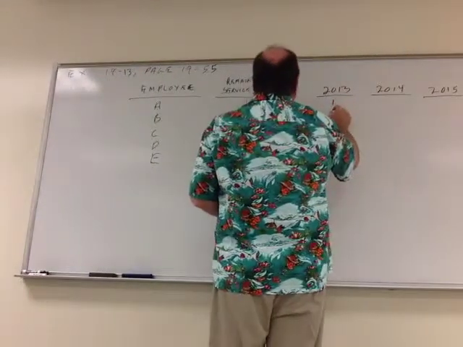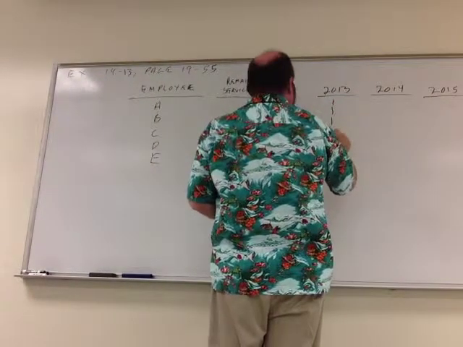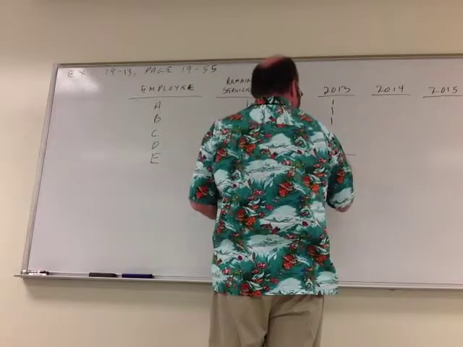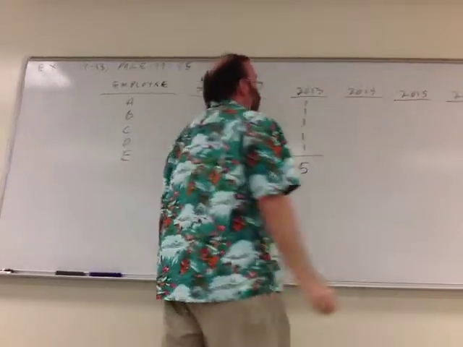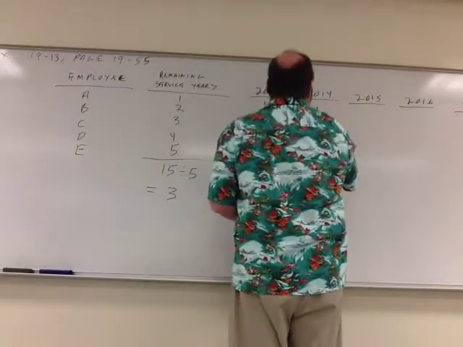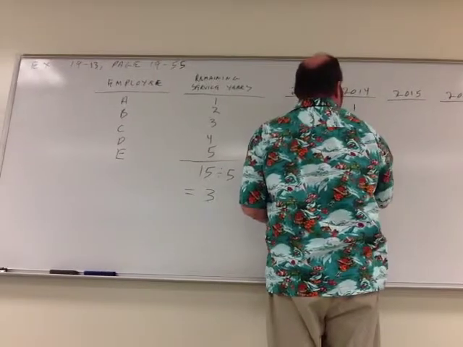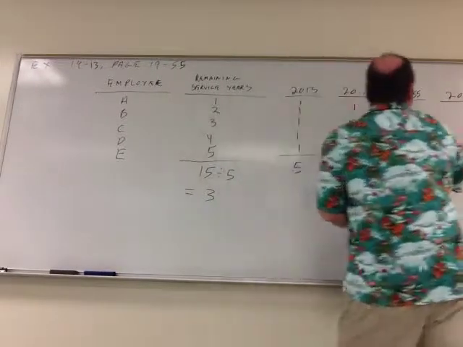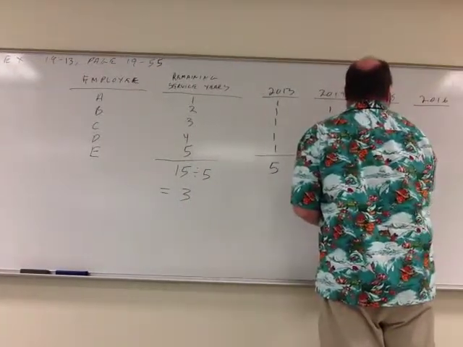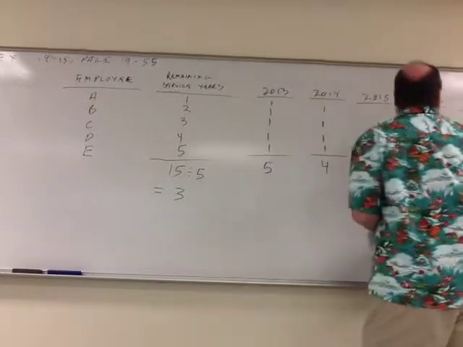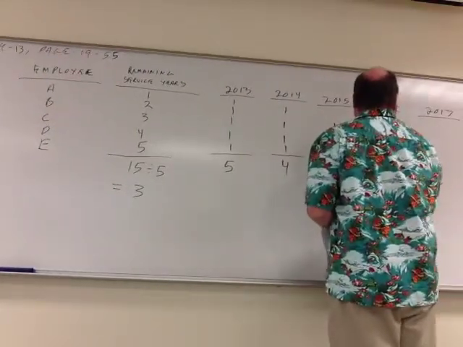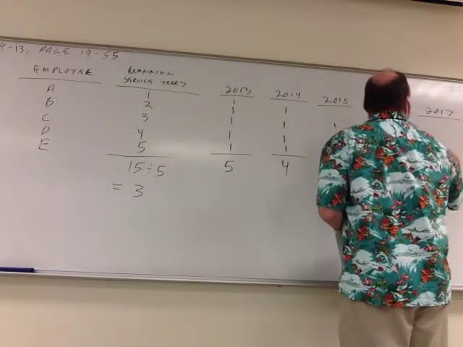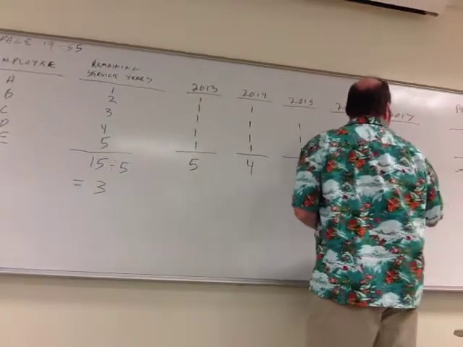In 2013, all 5 employees are going to work. 2014, we're going to lose A, leaving us with 4. Then we're going to lose B, down to 3. And so forth and so on.